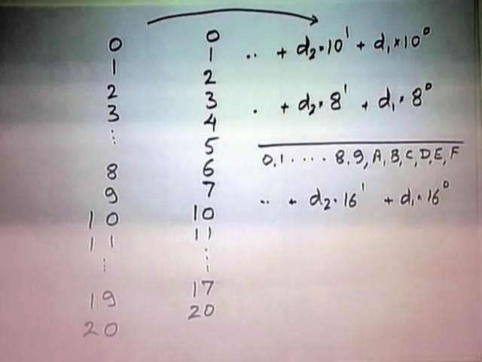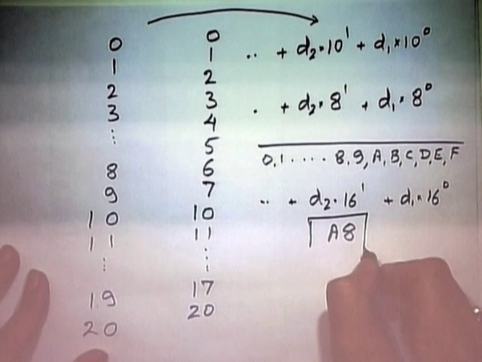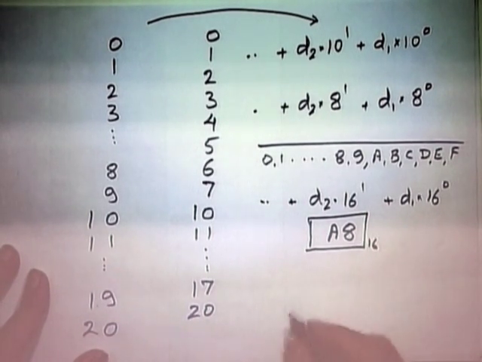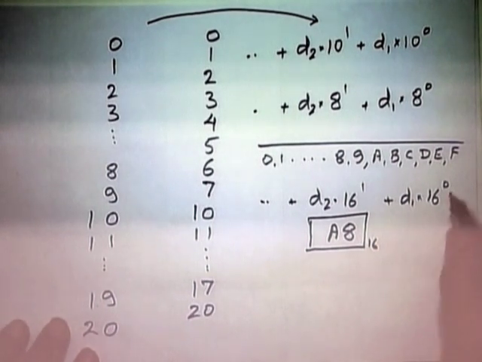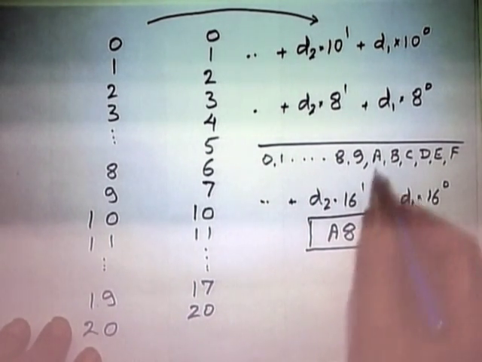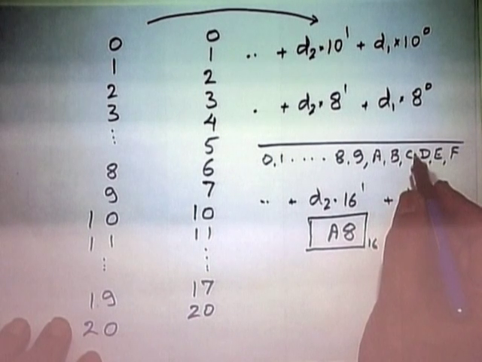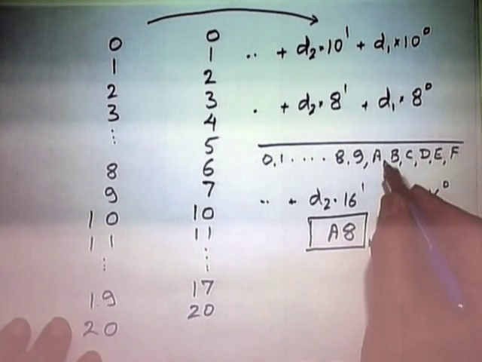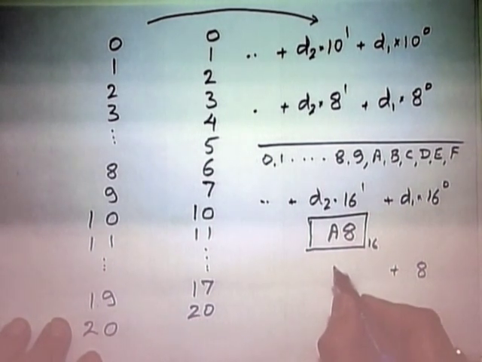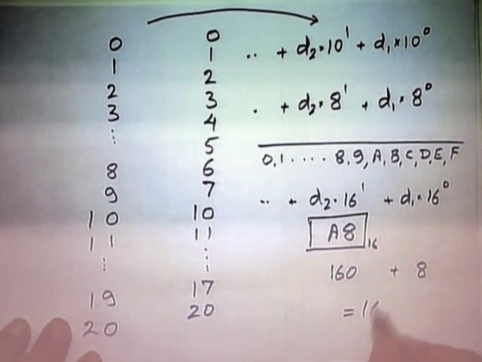So what will be the decimal value of a number A8 hexadecimal? What is the decimal value of this number? It is 8 into 16 raised to 0, which is 8, plus A into 16 raised to 1. A is how much? Numerically, decimal value is 10. Because this represents 9, A represents 10, B represents 11, C represents 12, etc. So A actually represents 10. 10 into 16 is how much? 160, so the total is 168. So that is how you would represent different numbers in different number systems.